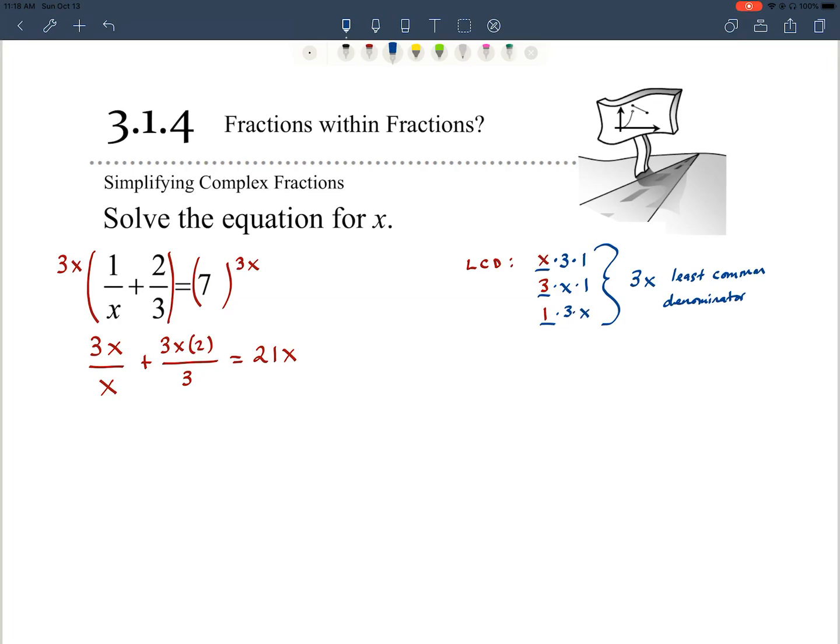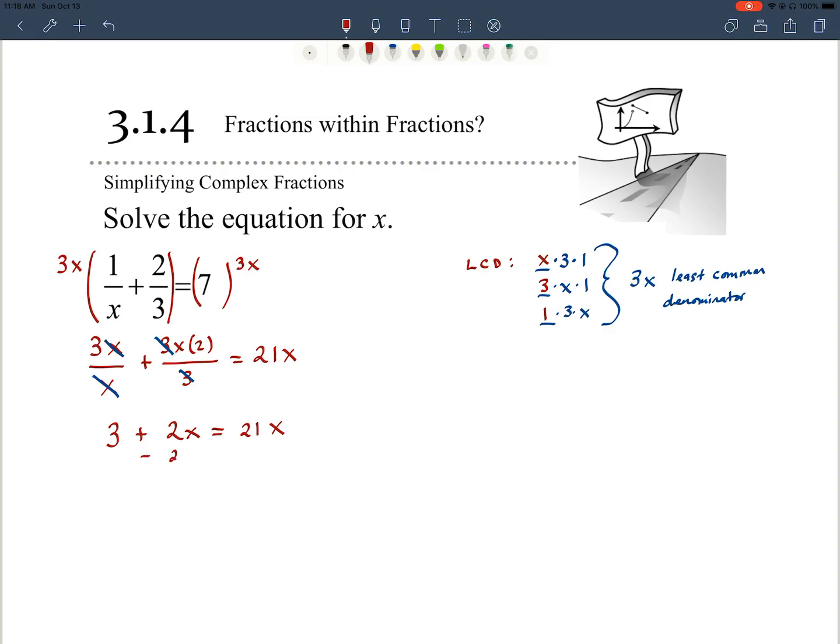And then we would always try to cancel out our common factors that appear in both the numerator and the denominator. Now you can do that all in one step. I just want to make sure, in case there are any questions, that people understand what we're doing. So 3 times x divided by x is going to leave us with just 3, and we'll have plus 2x is equal to 21x. And now it's a much easier equation to solve.